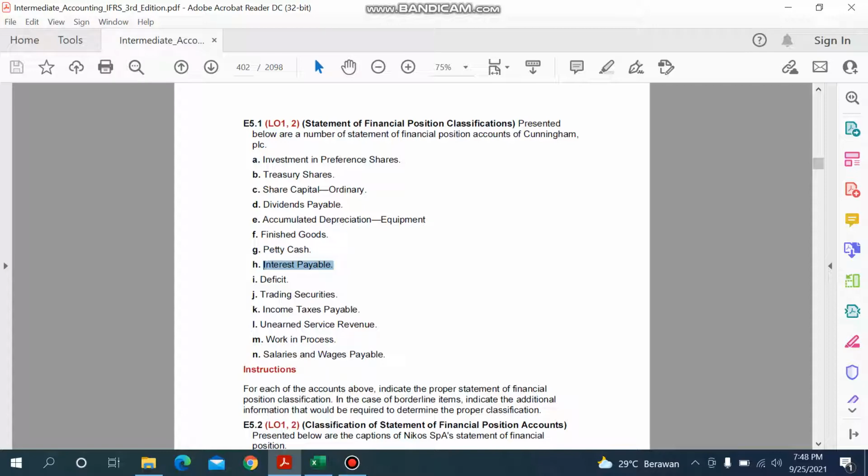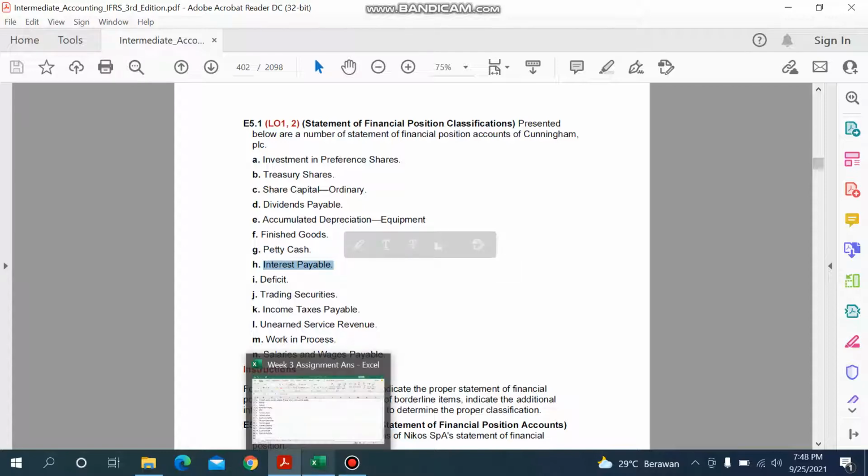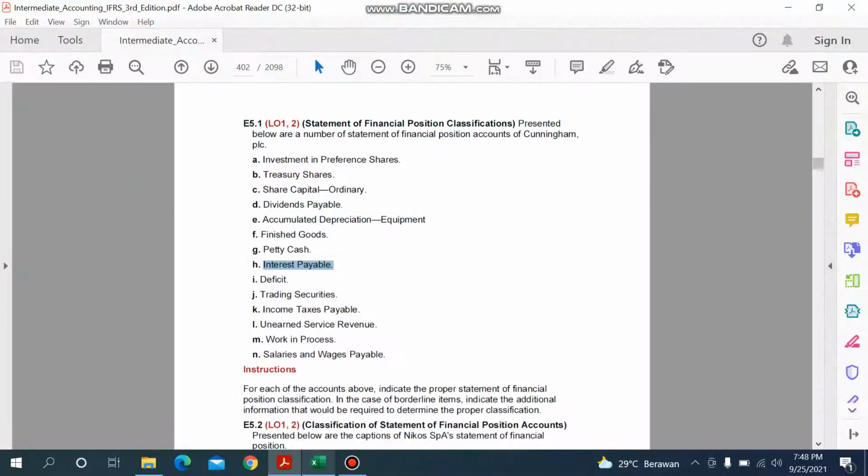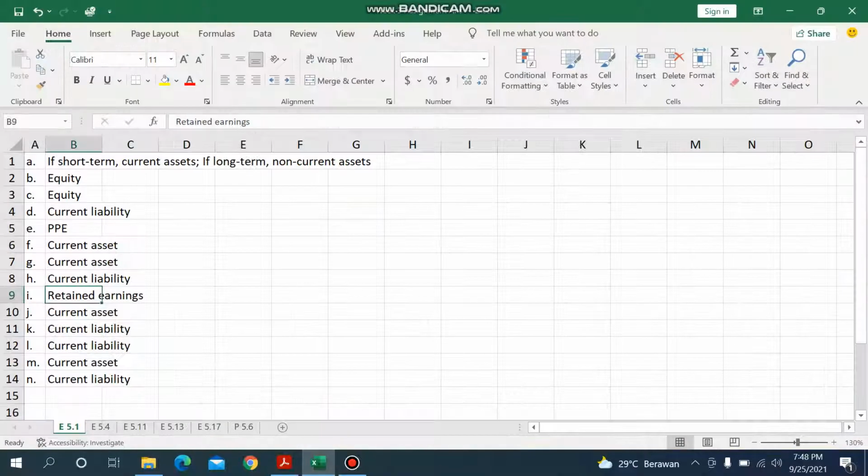And then H, interest payable. Usually interest payable is under current liability because we need to pay the debt, along with the interest, when it matures. And then I, deficit. Deficit is the same as loss. The loss will be under retained earnings.